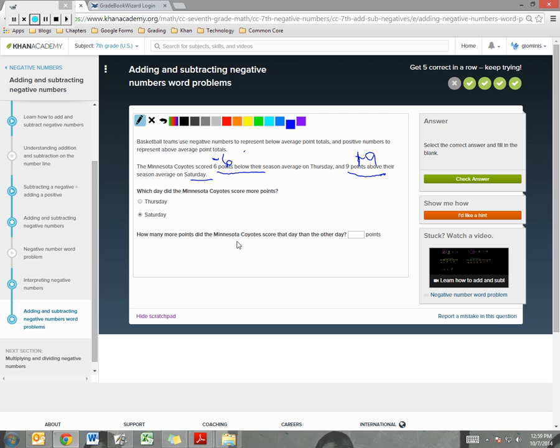Now, how many points? So if I think of a number line, we're going from negative 6 below to positive 9. And let's just put a 0 here in the middle. If I went from negative 6 to 0, I moved 6. If I go from 0 to 9, I moved 9. Total, I moved 6 plus 9. I've improved my point scores from Thursday to Saturday by 15 points.